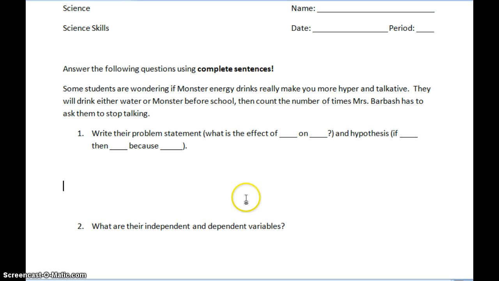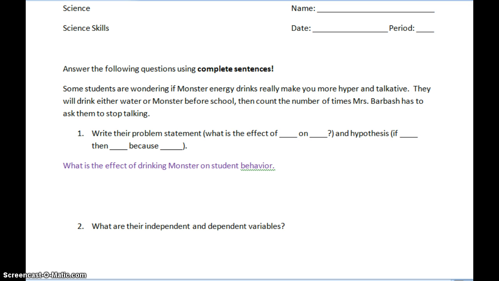All right, so here's our questions. Our problem statement is going to be, here we go, what is the effect of drinking Monster on student behavior? Okay, it doesn't have to be those exact things, but that's pretty much what we're looking for. How does drinking Monster affect student behavior? Based on the introduction here, we can tell that Mrs. Barbash thinks that drinking Monster makes students really obnoxious.